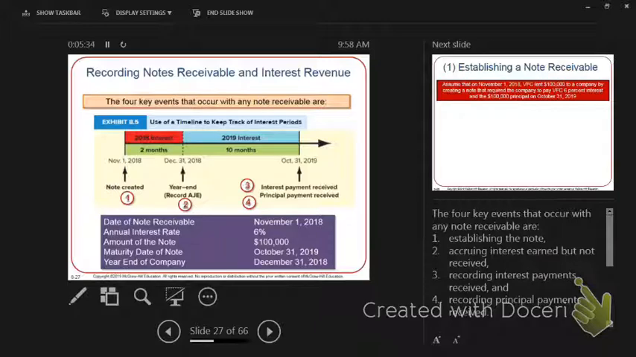I'll help out your math. If this was a month, it would be $500. So 2 months have gone by, which means he owes me $1,000. What is the journal entry to record the fact that he owes me $1,000, but he has yet to pay me?